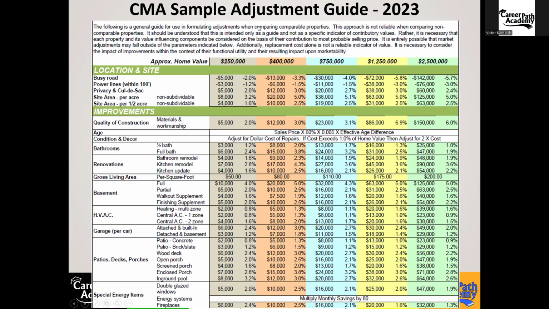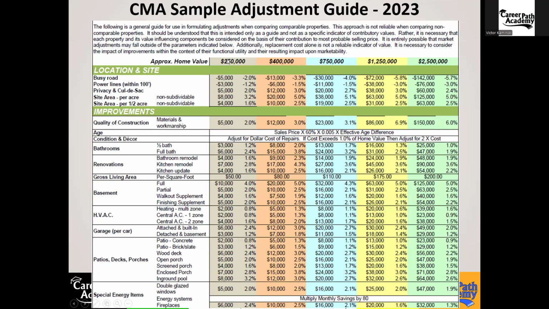So here you could see a sample of the adjustment guide. Now take a look. This assists you in it. If it's for age, how do you make adjustments for age? There's a little formula here they give you. And what about condition and decor? If there was an adjustment for repairs or improvements, they give you formulas on how to figure that out. The difference of a half bath versus a full bath.